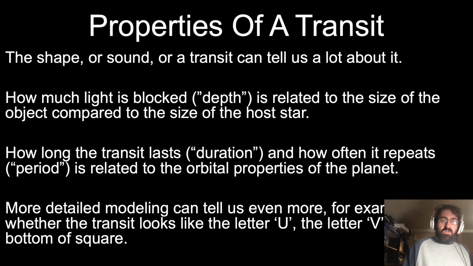So what are some of the most important properties of a transit? There are a couple of key parts of a transit we're looking for. And essentially the reason we're doing this is that the shape of the transit, or in the case of sonification, the sound of the transit, can tell us a lot about the object. The amount of light that's blocked, which we refer to as depth, is related to the size of the object that's blocking the host star compared to the star itself. So you may imagine that for a given size star, a smaller object will block less of the light than a bigger object.